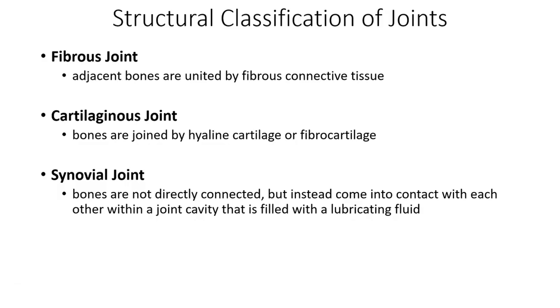All right, so fibrous and cartilaginous joints, these are bones being joined together by either fibrous connective tissue or cartilage. Synovial joints are going to have that joint cavity in them, and there's going to be a lot of ligaments that are attaching those bones and keeping them anchored together.